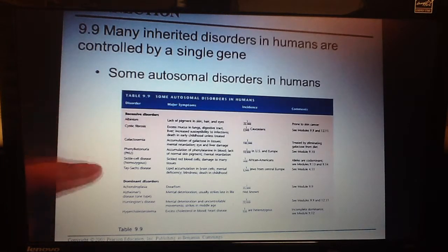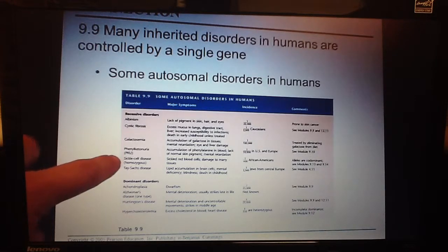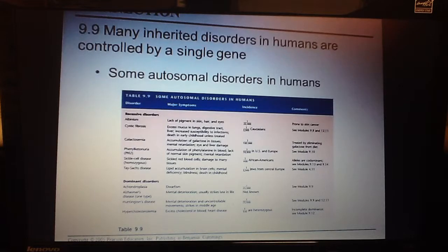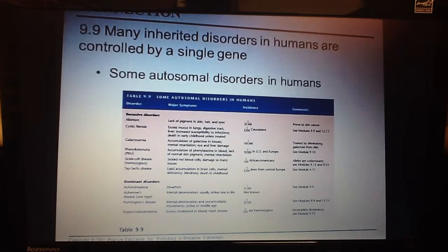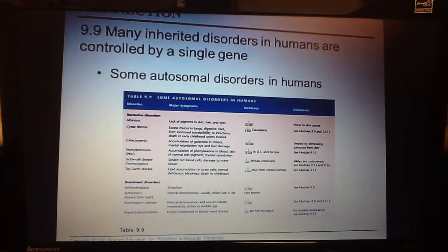Cystic fibrosis, phenylketonuria, sickle cell disease, Tay-Sachs disease. These are all recessive, and so it's extremely rare. Now, even the dominant disorders are extremely rare. One that's dominant is dwarfism, so being a dwarf or a little person. Alzheimer's disease is a dominant trait. Huntington's disease is a dominant trait. In all honesty, you have to just memorize this table and figure out which ones are recessive and which ones are dominant.